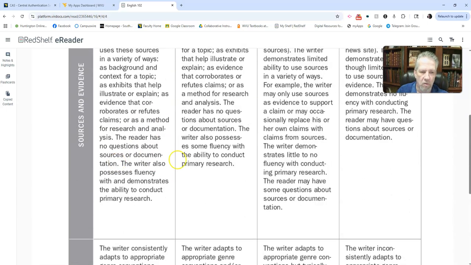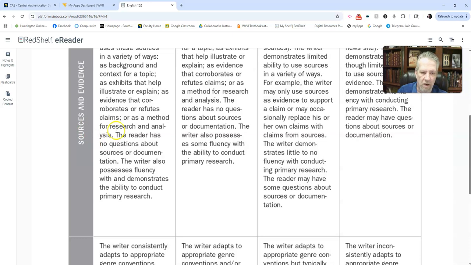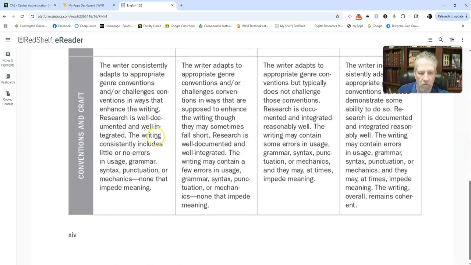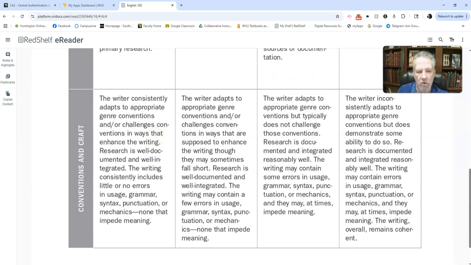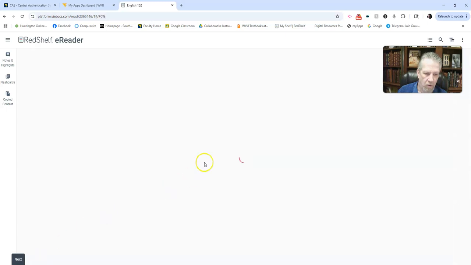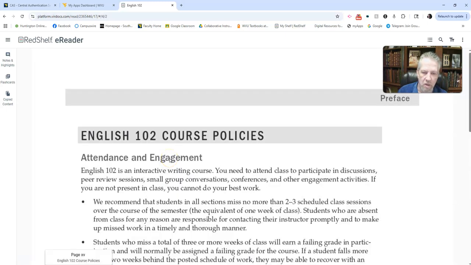Sources and evidence, in other words, shows that you use sources to provide evidence for your arguments in your research paper and in your editorial at the end. And then your use of conventions and craft, in other words, how well you write it and how well you use the conventions of proper writing, like in a research paper versus an argument, right? So those are all the important things that you need to make sure you understand when it comes to the grading. And then, of course, there are the course policies here.